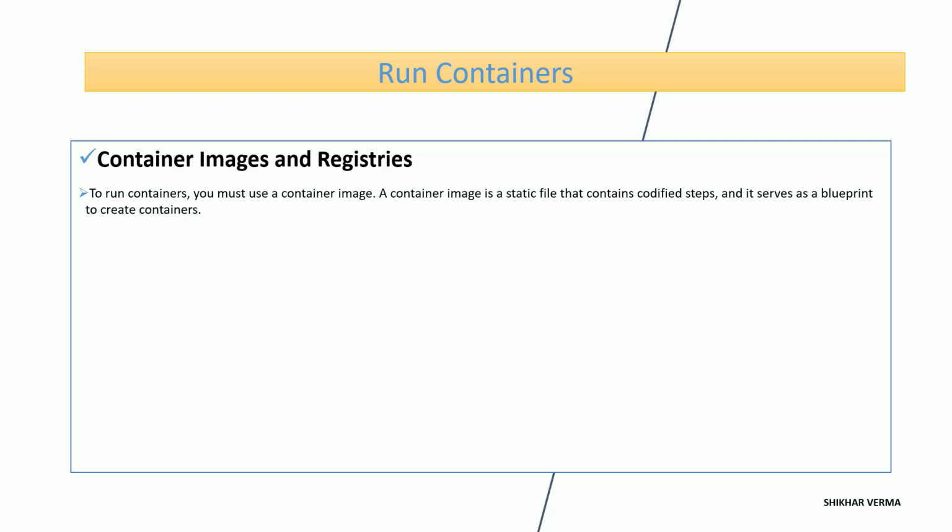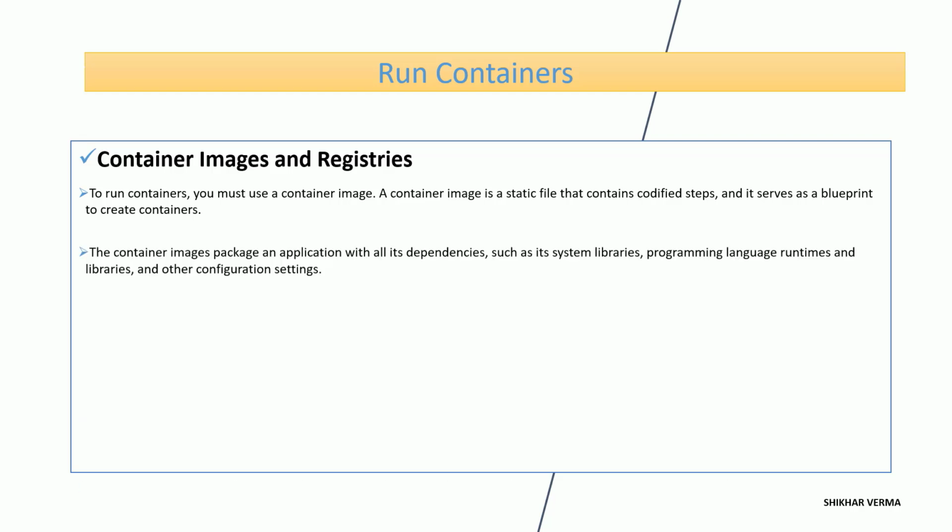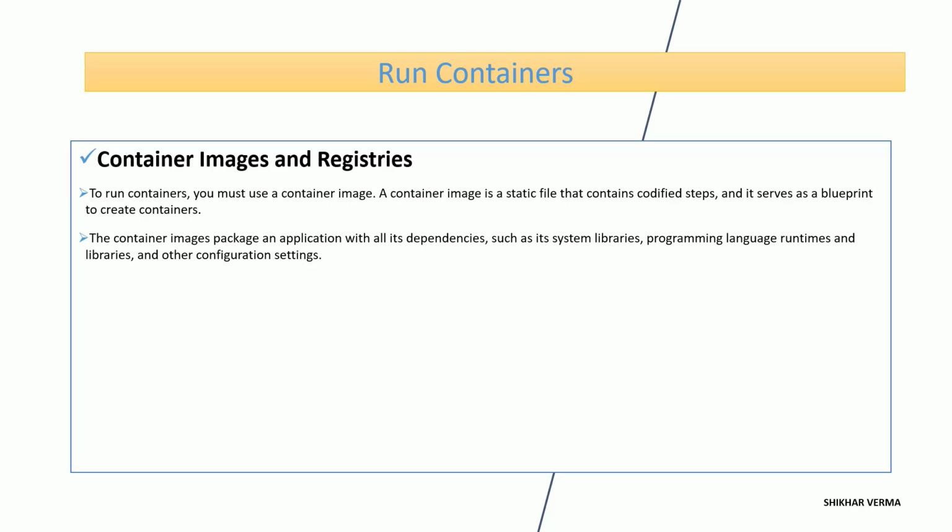A container image is a static file that contains codified steps. Codified means in a proper or arranged manner or way. And it serves as a blueprint to create containers. The container images package an application with all its dependencies, such as its system libraries, programming language runtimes and libraries, and other configuration settings. So in simple words, we can say it's a complete setup of a package.